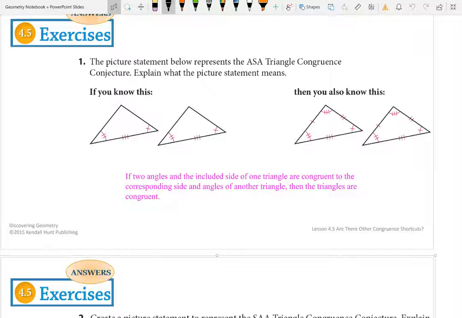The picture statement below represents the ASA triangle congruence conjecture. Explain what the picture statement means. If you know this, then you know this. Well, if you know that the angle, a side, and an angle of two triangles are congruent, so the angle and included side and an angle, then you know the two triangles are congruent, meaning all the corresponding angles and all the corresponding sides are congruent.